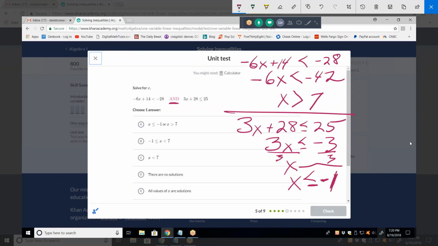So negative 1. So when it says and instead of or, both have to be true. Can both be true? Give me a number that's greater than 7 and also less than minus 1. Oh, wait. No. Notice that says or. That's not the right answer.